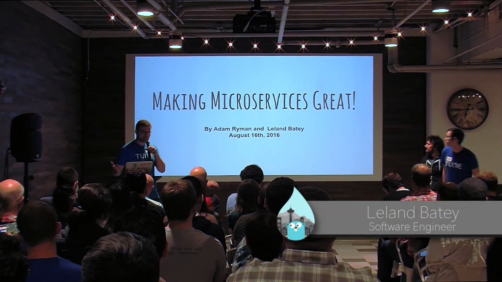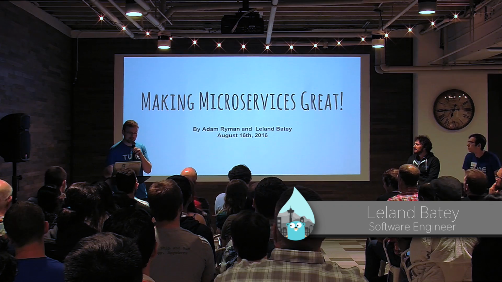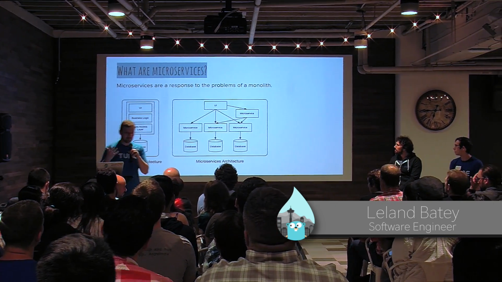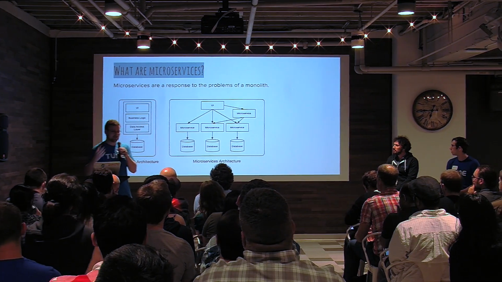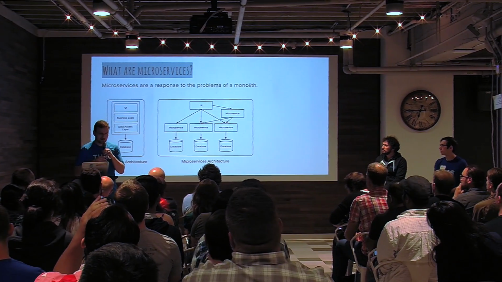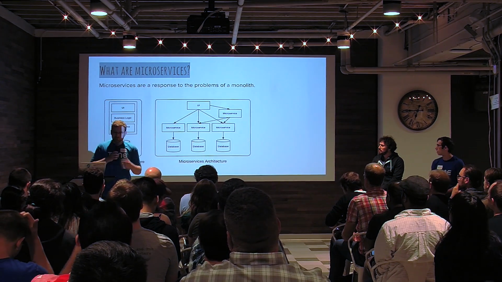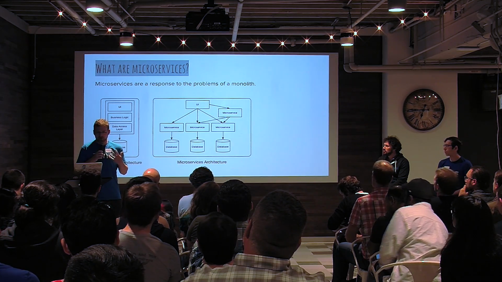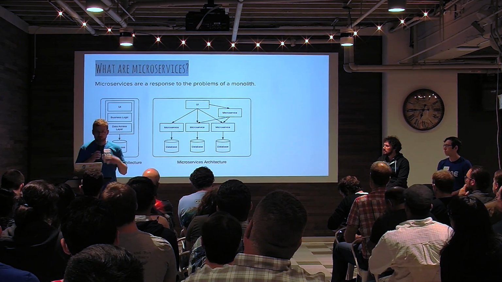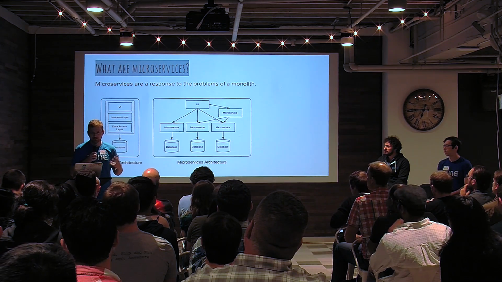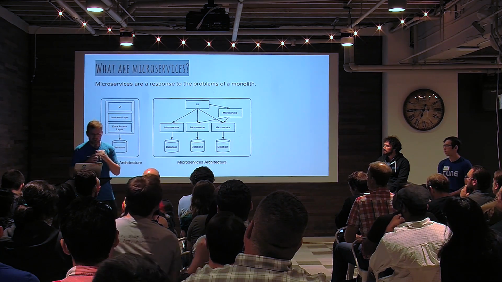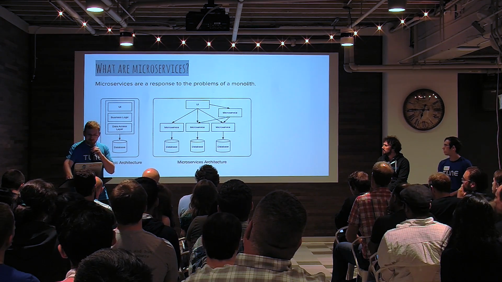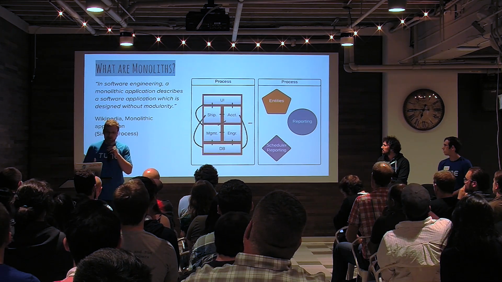Our project has been trying to make microservices great. So to start off, though, what do we mean? Not necessarily everyone here is on the same page. So what are microservices? For the purpose of this presentation, microservices are a response to the design problems that come with a monolithic architecture. And, well, defining microservices in terms of monolith, what is a monolith? What do we mean by that?